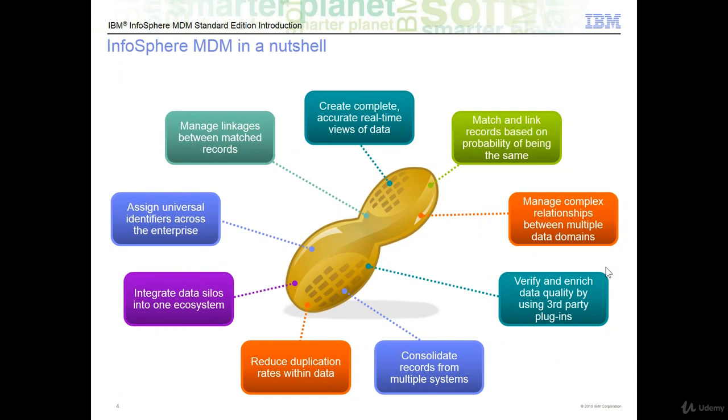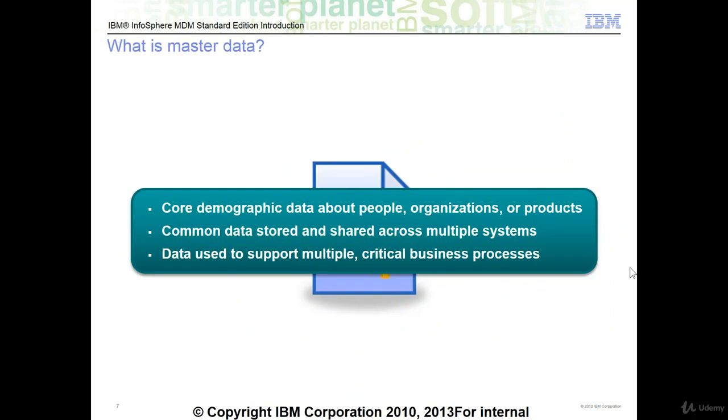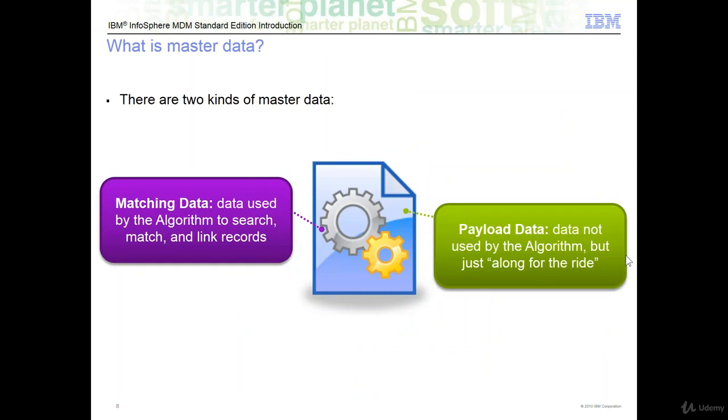Coming to the core concepts and terms, starting with master data, which is the core demographic data about people, organizations, and products. It is the common data stored and shared across multiple systems, and is the data used to support multiple critical business processes. There could be matching data or payload data, where matching data is the data used by the algorithm to search, match, and link records. And payload data is not used by the algorithm, but is just along for the ride.